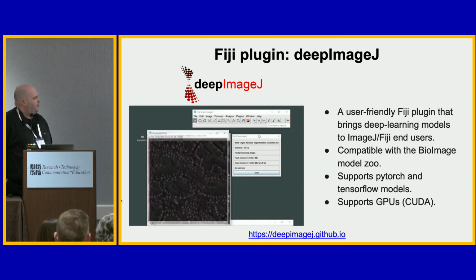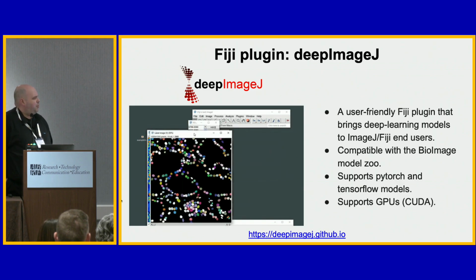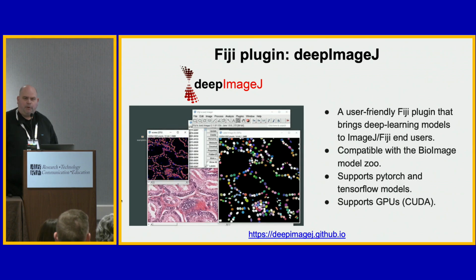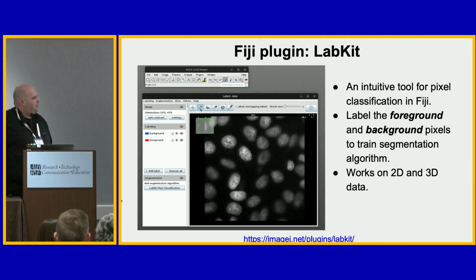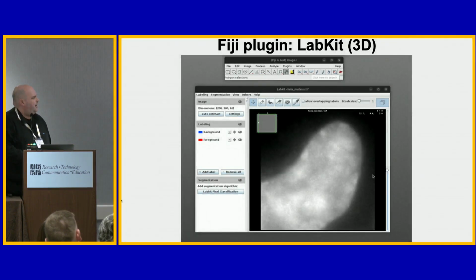And then Deep ImageJ is really a fantastic tool that is being developed to be fully compatible with the Bioimage Model Zoo I'll talk about, along with other tools as well. It supports PyTorch and TensorFlow, has very good support for GPUs, and is very user-friendly, so it's another great option. And then LabKit is another way to do very nice pixel segmentation. What's attractive about it is it works in 2D and also in 3D. So it's another great option, fully integrated into Fiji, with very good support and very good training.